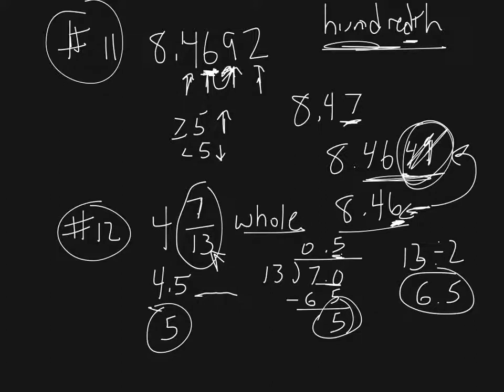If your numerator is greater than half of your denominator, you're going to round up. If the numerator is less than half the denominator, you're going to round down.